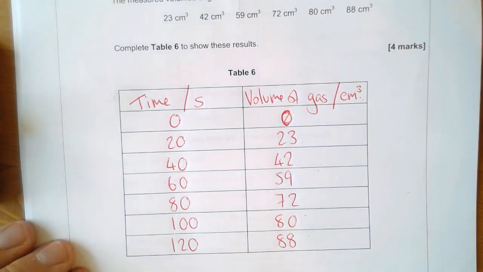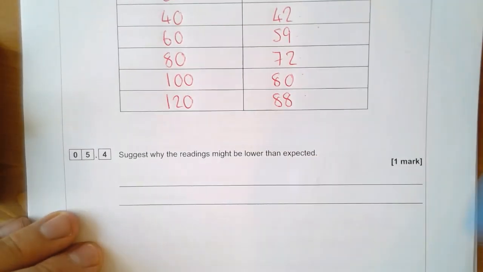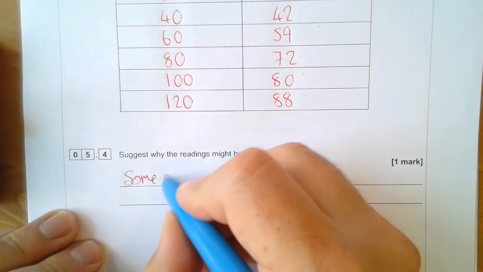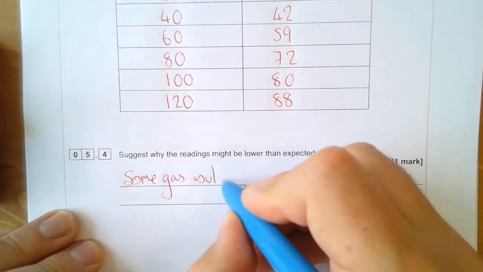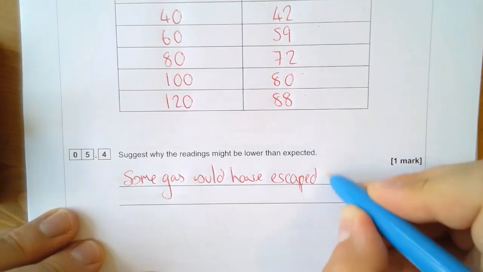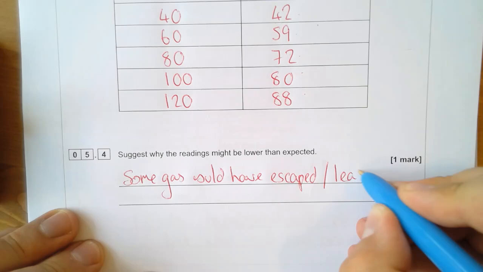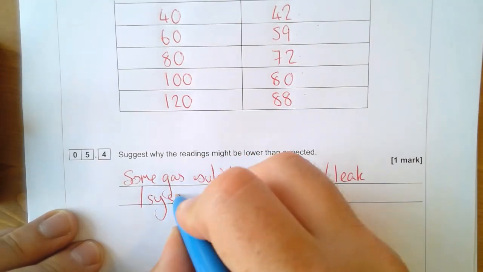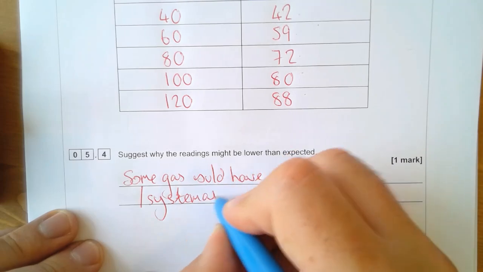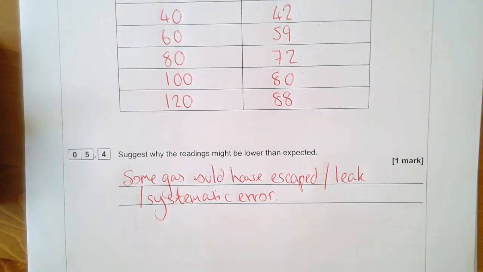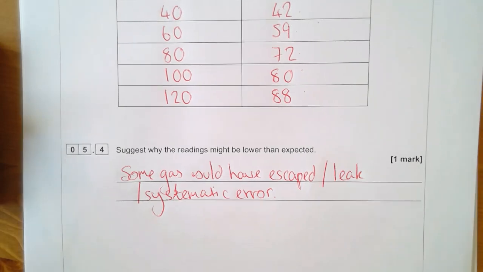Suggest why the readings might be lower than expected. Well, some gas could have escaped. There could be a leak, could have been slow putting the bung on, could have had a systematic error. So a systematic error is one which will not be removed by taking multiple repeats, so we're doing something wrong basically. So some of the gas would have escaped is probably the most obvious one, and the one that they look for on the mark scheme.